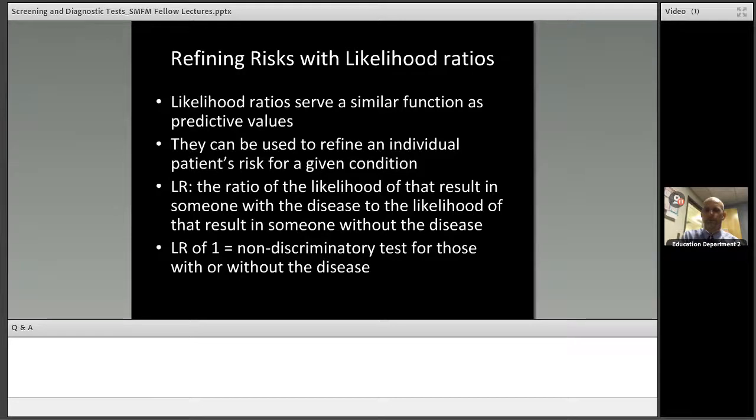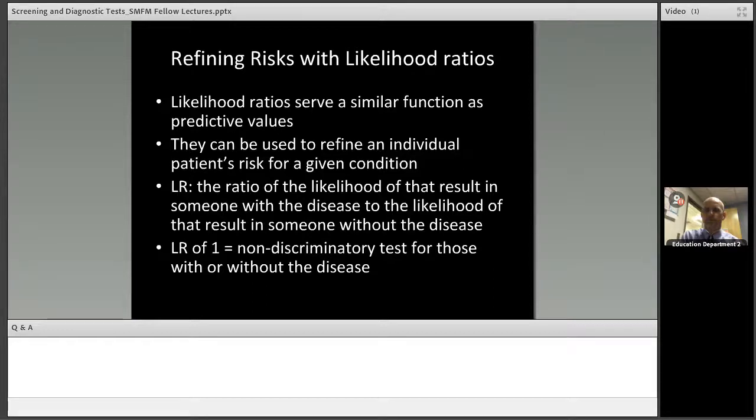Most people use the positive predictive value and negative predictive value as a way of refining risks. But another approach for refining risk is using the likelihood ratios. And this is very popular, especially in the days when we used to screen a lot for Down syndrome. And we had a lot of interest in the positive and the negative likelihood ratios of most of our ultrasound markers that we're using. So they do serve a similar function as your predictive values. They can be used to refine an individual's risk for a given condition.